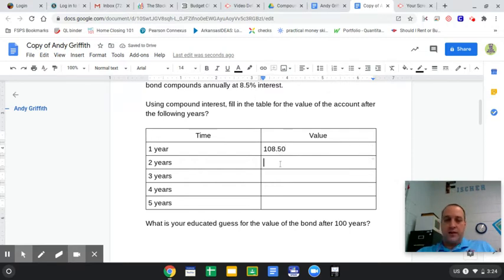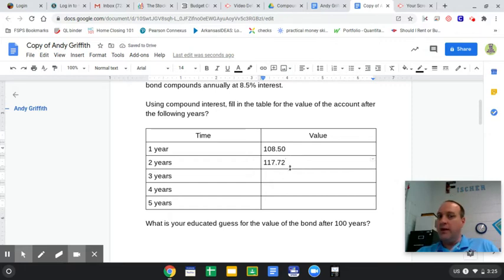Now, the difference is on compound interest, you're not taking another 8.5% of 100, you're taking 8.5% of $108.50. So now instead of taking 8.5% times $100, you're going to take 8.5% times $108.50. And when you put that in the calculator, you get $117.72. Now, you keep repeating these steps.